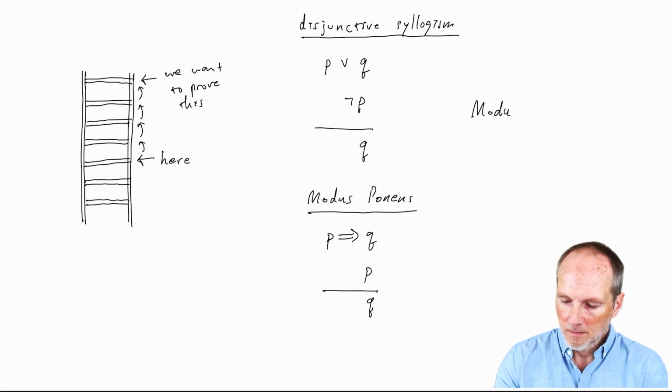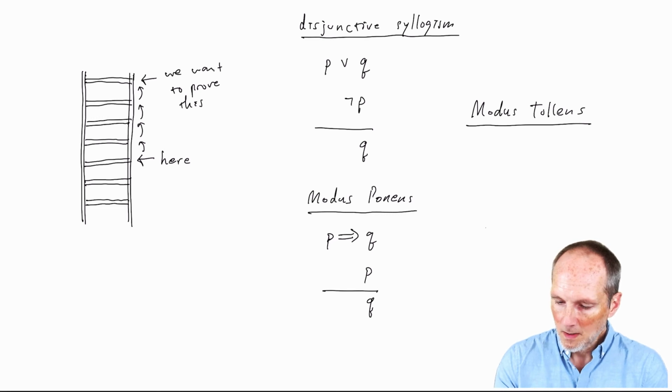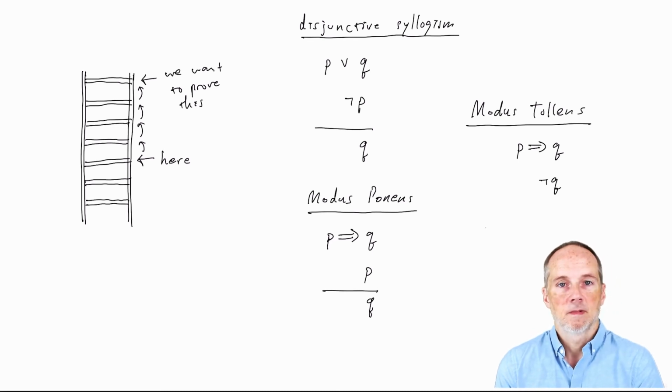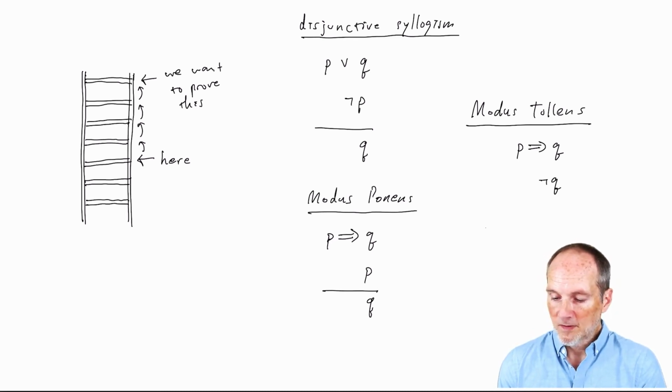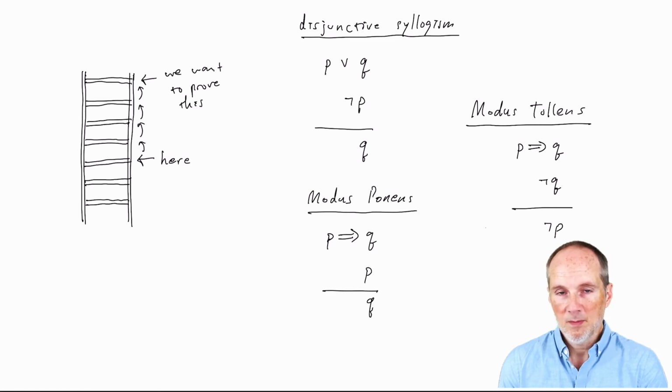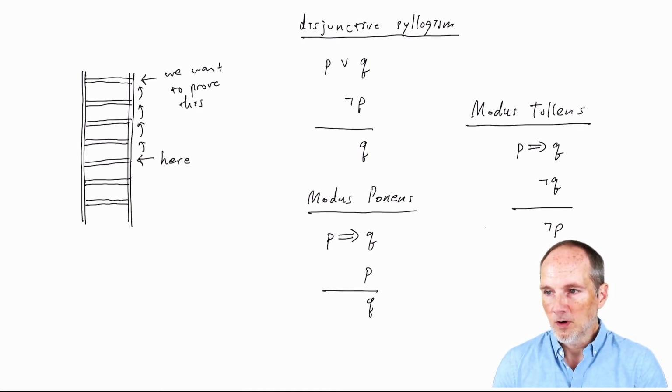Just one more. Modus tollens is a related idea. Again, we're starting with a conditional statement, P implies Q, but now instead of P, suppose that we know Q is false. Well, from those two things, it should be pretty clear. If P implies Q, but Q does not hold, P can't be true. So we can conclude not P. So again, that's just taking a step up the ladder. So this is kind of how logical rules of proof work.